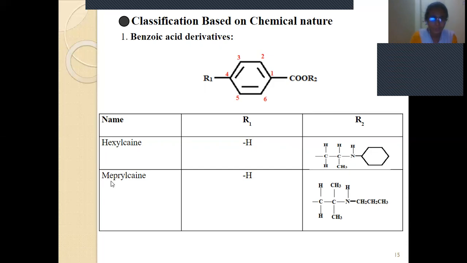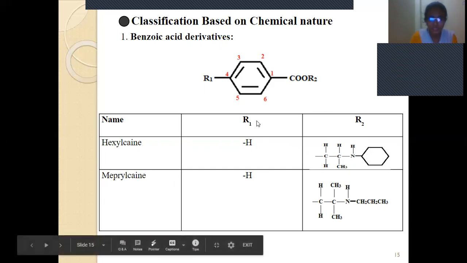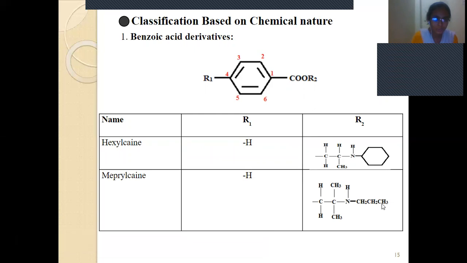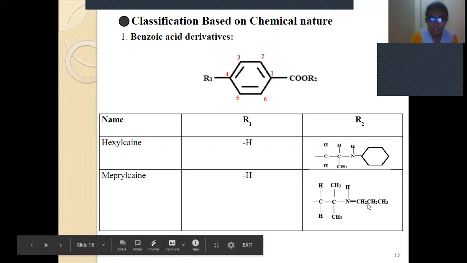Next, meprylcaine. Here in R1 position, hydrogen is there. And in R2 position, 1, 2, 3, 3 carbon atoms are there, means propane. In the second position of the propane, a methyl group is there. This is amino. See here, 1, 2, 3 propyl, and here a methyl amino group is attached.